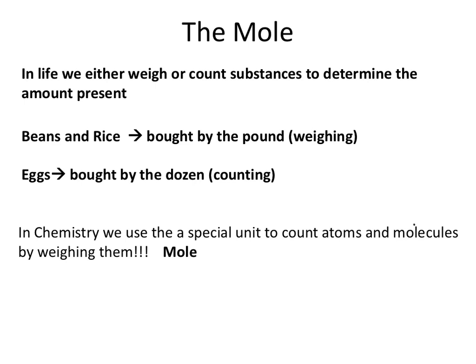The other approach, obviously, is counting. So we buy a dozen eggs. A dozen eggs, we know there's going to be 12 eggs in that package. So basically a counting approach. In chemistry, we're going to be using a special unit to count atoms and molecules by weighing them. And that unit is going to be known as the mole. In order to understand the mole, let's go ahead and talk about some of its details.